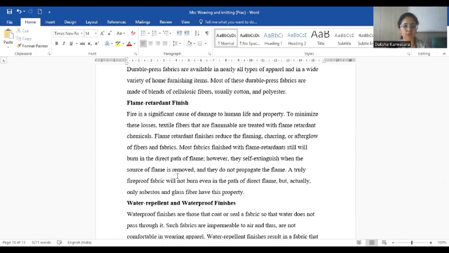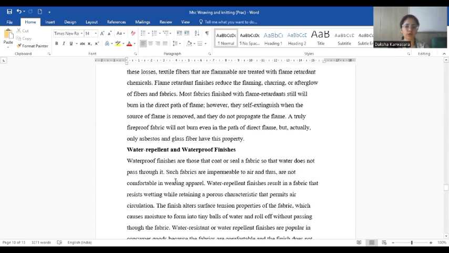A truly fireproof fabric will not burn even in the path of direct flame, but actually only asbestos and glass fiber have this property. Flame retardant finishes: there are some fibers, like natural fibers, which are very easily affected by flame. So to improve that property, we impart flame retardant finishes to those fabrics.